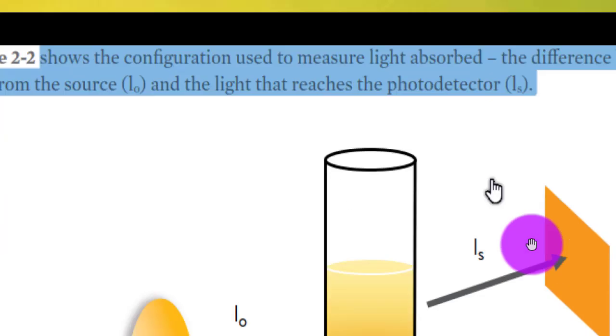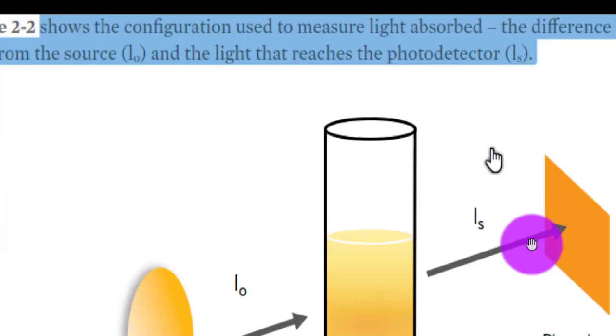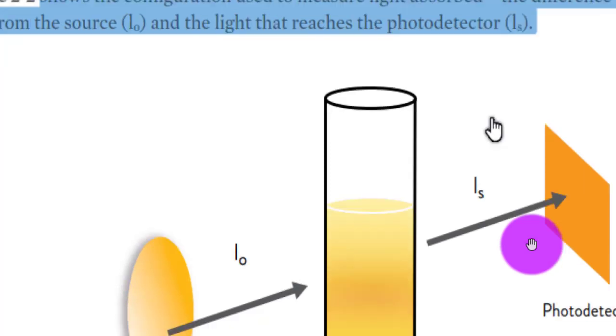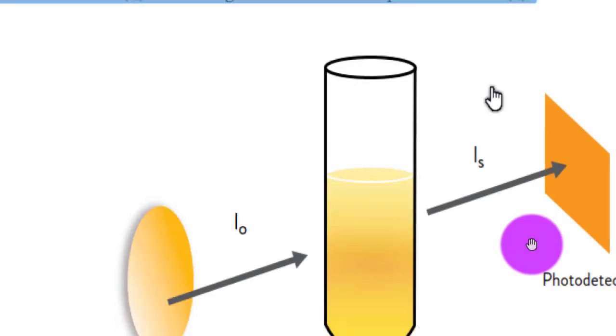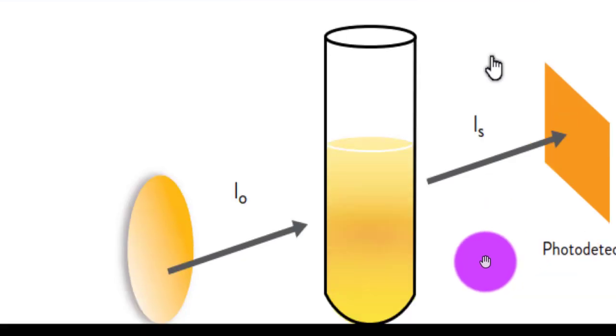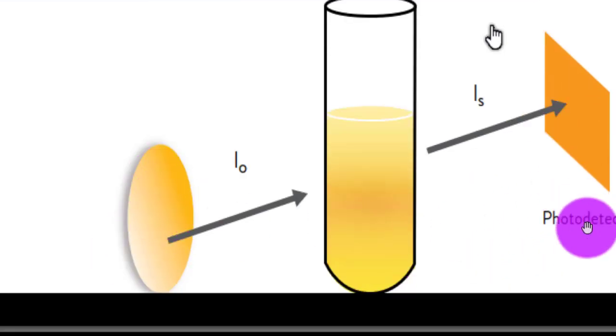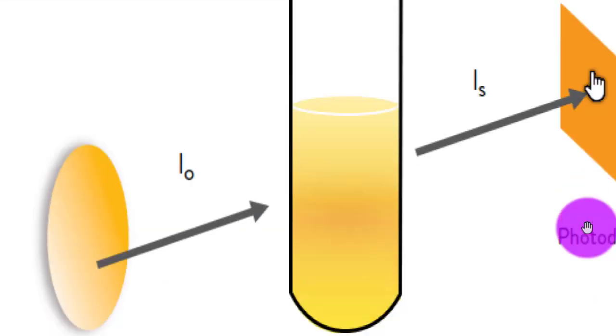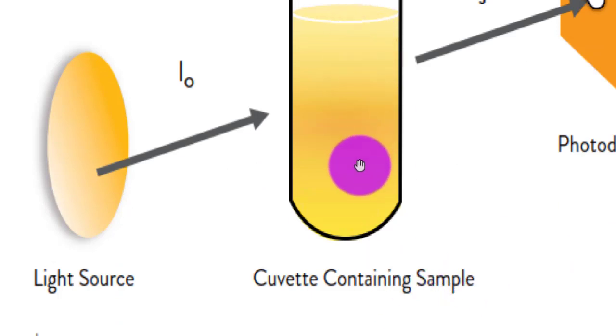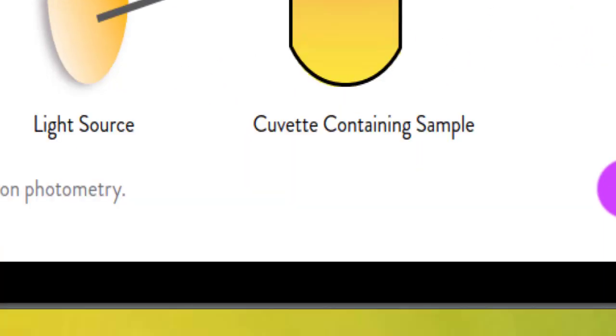This figure shows the configuration used to measure light absorbed, the difference between emitted light from the source and the light that reaches the photodetector. Here the source and here the photodetector, the cuvette, and this light source, here the photodetector.